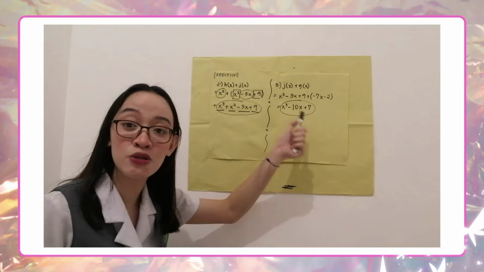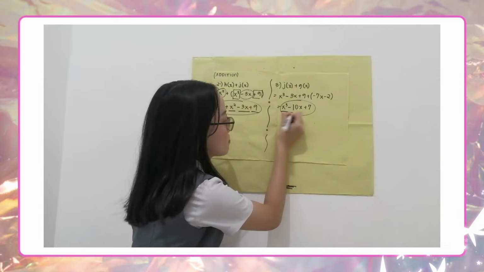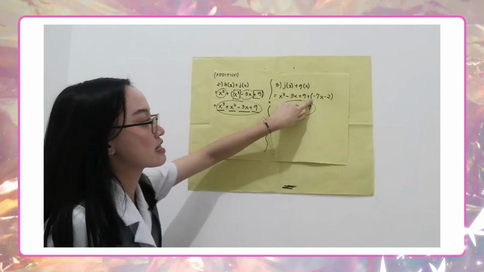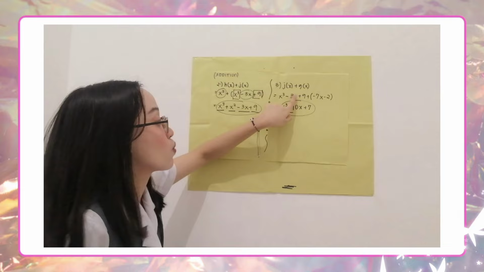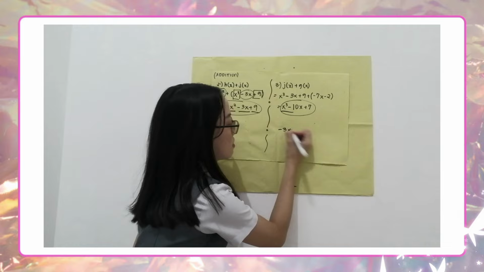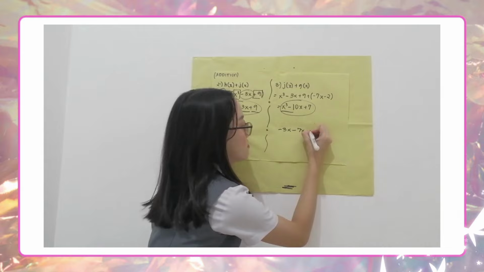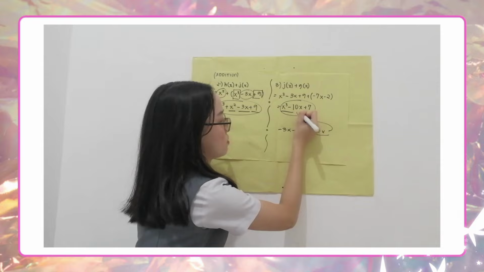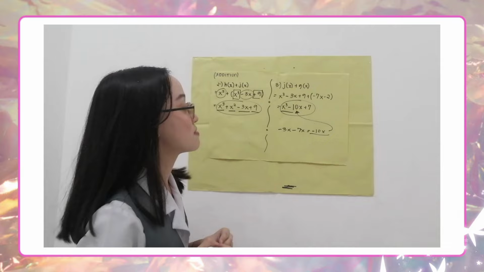Ayan, kagaya dito. Pero, kung tinignan niyo, yung negative 3x and negative 7x, sino sila ng value? X yung nasa gilid nila. Ibig sabihin, 1 lang yung degree. Diba? So, ano gagawin natin dyan? Isosolve natin yan. Negative 3x then negative 7x equals negative 10x. So, yan yung ilalagay natin dito. Since magkapareho sila ng value, yun yung i-a-add natin.